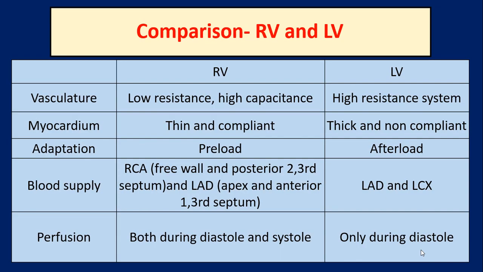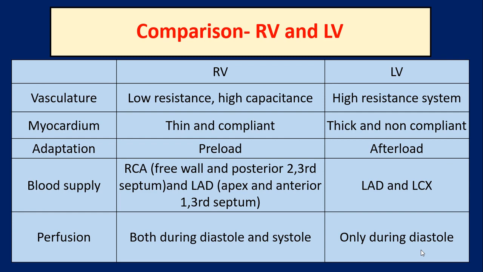This is the comparison between RV and LV. We need to discuss this comparison because we have to understand the physiology and pathophysiology of the RV problem. So if you can see, it's a low resistance, high capacitance system, whereas the left ventricle is a high resistance system. Myocardium in the right ventricle is thin and compliant, whereas in the left ventricle it is thick and non-compliant, or maybe less compliant than the right ventricle. It adapts very well to the preload, whereas the left ventricle adapts very well to afterload.